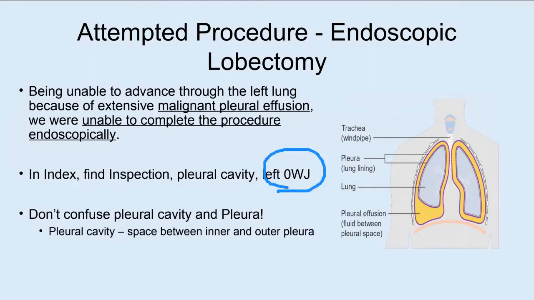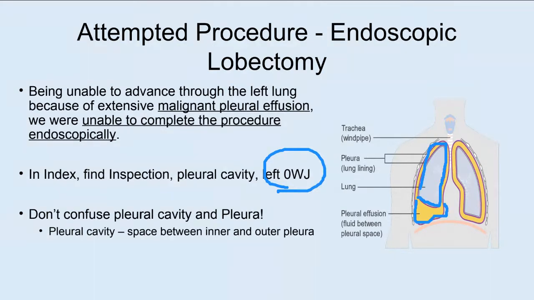So be sure, like, this is the pleural membrane, and this is the pleural membrane. The yellow part in here is the pleural cavity, and the effusion is in the pleural cavity. So if you go into the index, there are different entries for pleural cavity and for pleura. Now the pleural space, the pleural cavity, is what allows the lungs to inflate during breathing. So this was the pleural cavity.